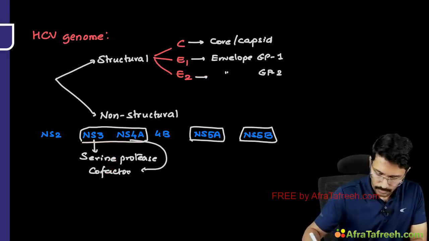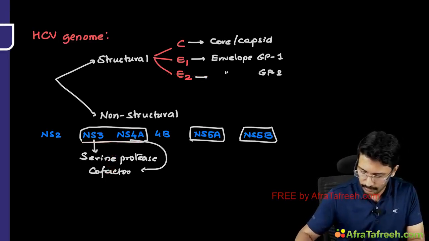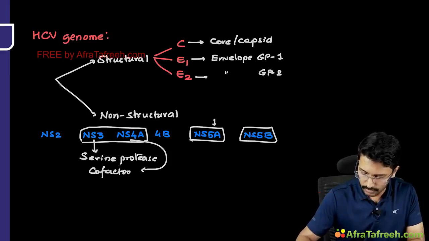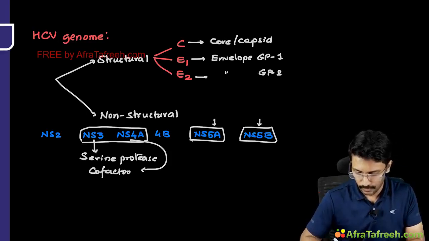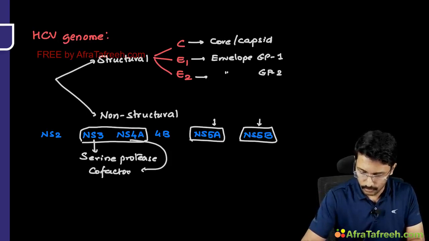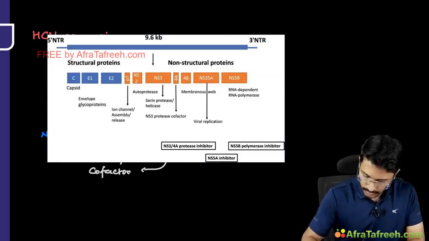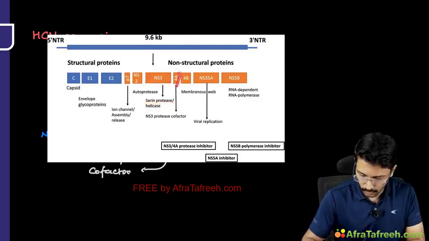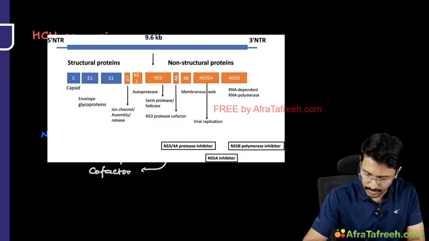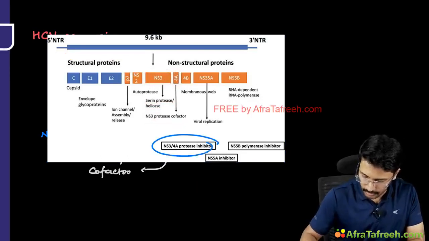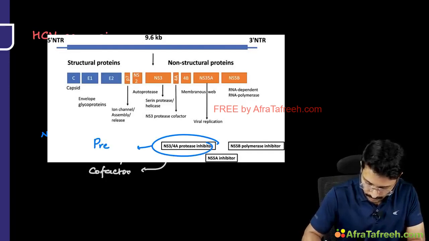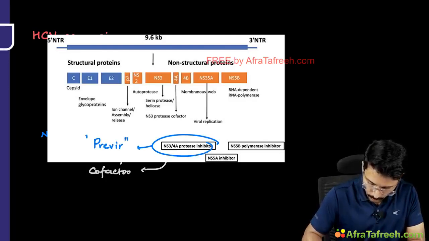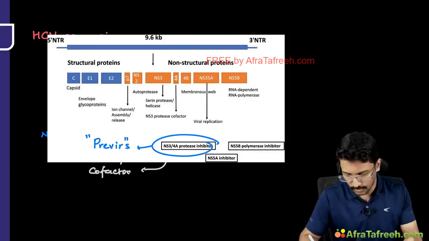Now NS5A and 5B are two more targets for the treatment. So the viral genome, as I've already told you, NS3 is important, which is coding for a serine protease, and 4A is coding for the cofactor, which we will inhibit. The drugs which inhibit these, the protease inhibitors or NS3/4A inhibitors, generally end with Previr. They end with Previrs, so I can call them Previrs or that class of drugs.